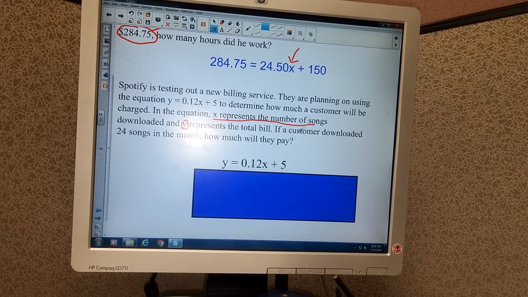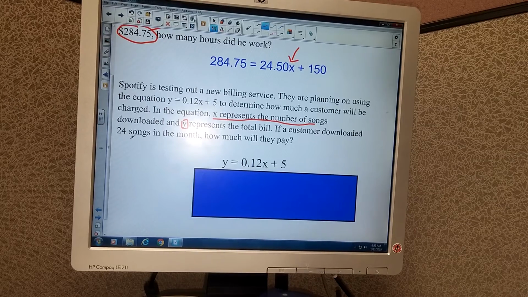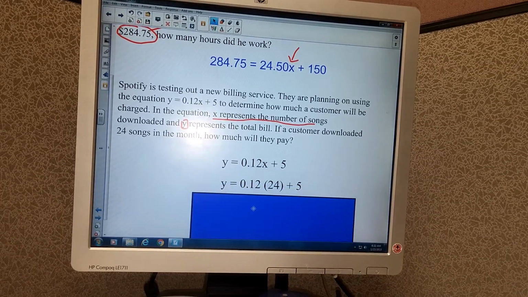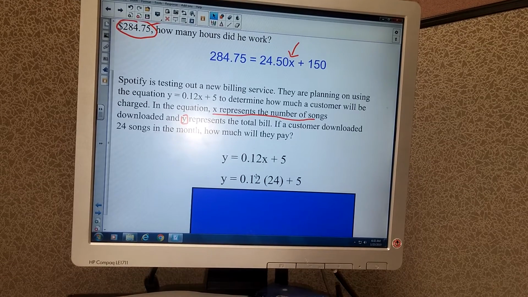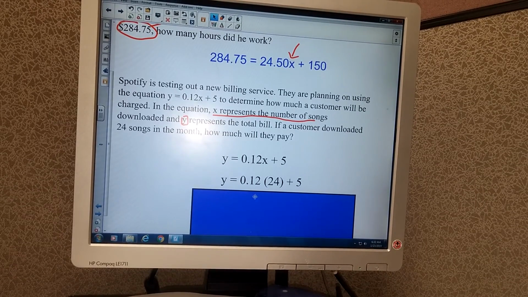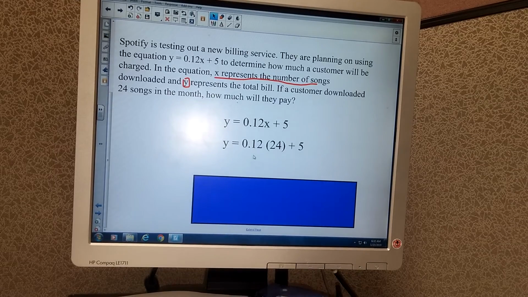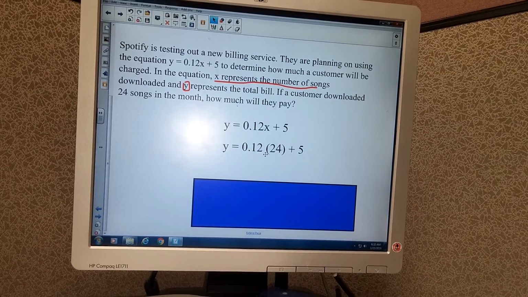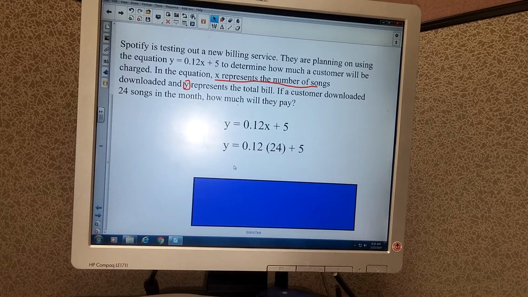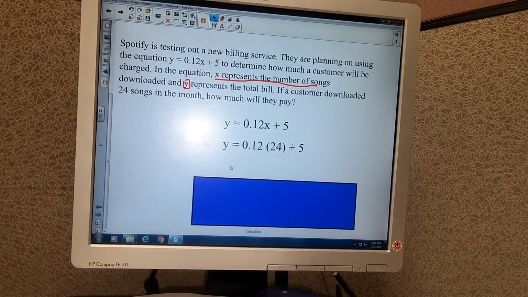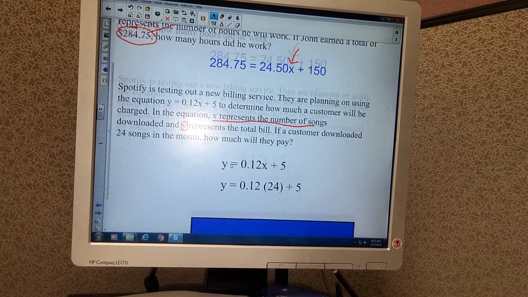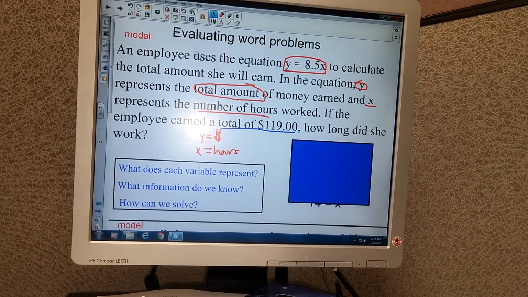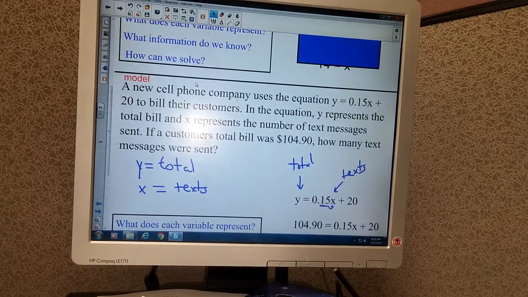But in this problem, it says a customer downloaded 24 songs. Well, if x represents the number of songs, that means we're plugging the 24 in right here. So there's nothing to solve. y is already isolated. So all you have to do is 0.12 times 24, get an answer, add 5 to it, and that will give you y, or the total bill. Part of your responsibility before you get your Bitly today is to have an answer for these two problems.